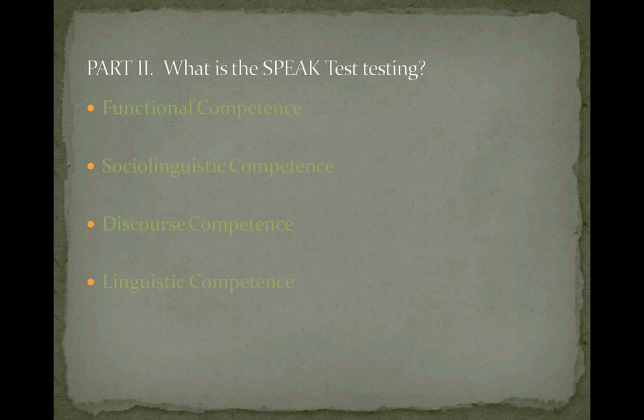The final competency is linguistic competence. This is accuracy, the student's ability to use vocabulary, grammar, pronunciation that are appropriate for that language function. All 4 competencies are looked at in a holistic way to decide what is the best rating for a student.